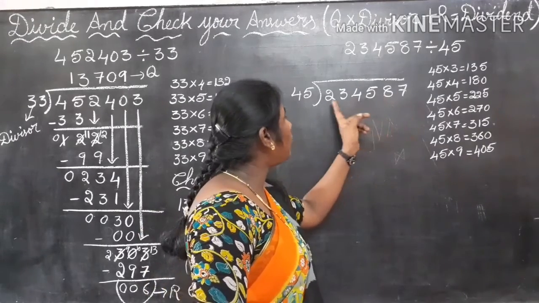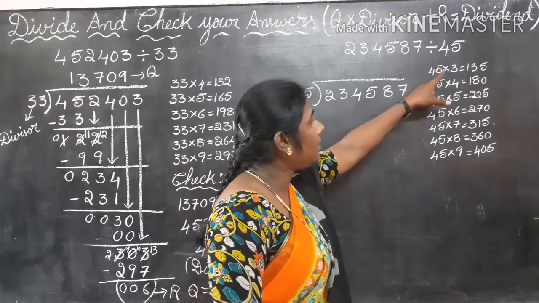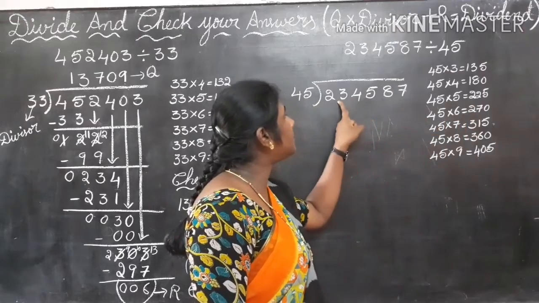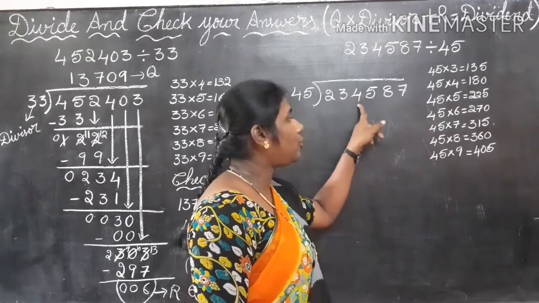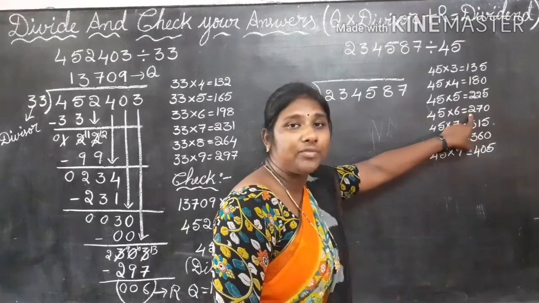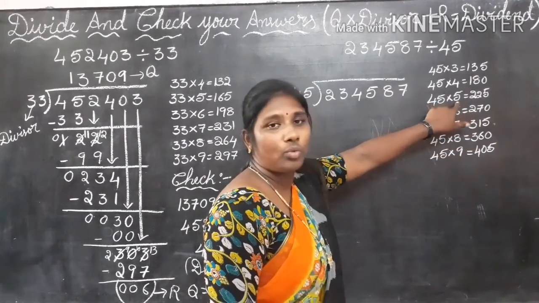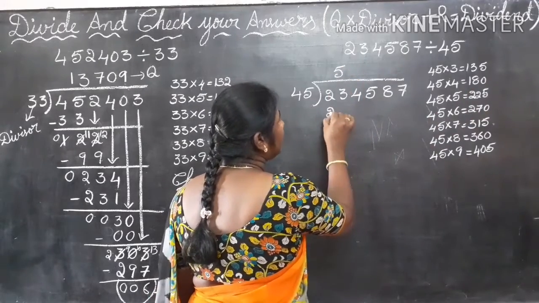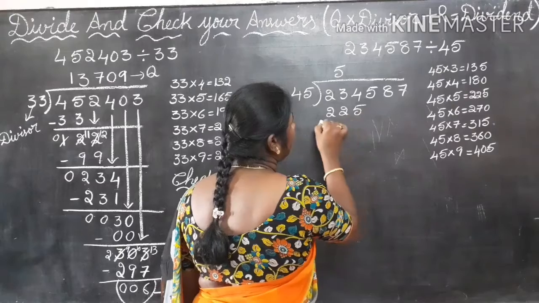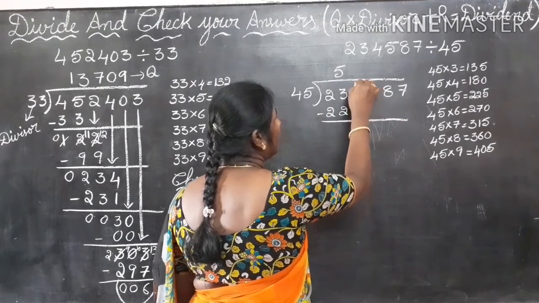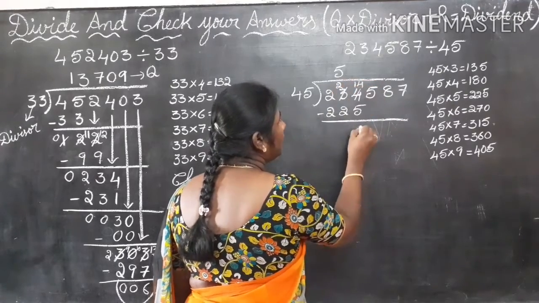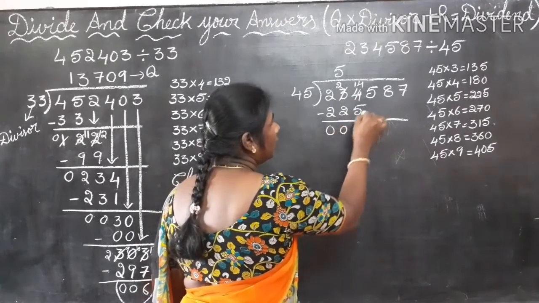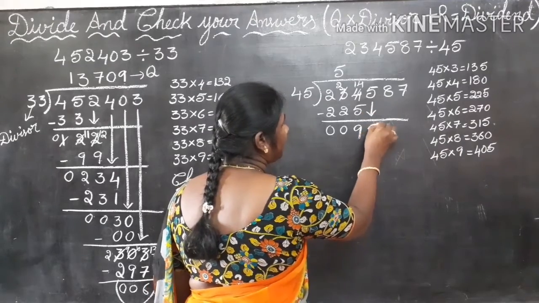In this table, more than 234, where will it be? 45 sixes are 270, which is more than 234. So we can't take 45 sixes. We have to take the one before. 45 fives are 225. Here it is 14, here it is 2. 14 minus 5, 9. 2 minus 2, 0. Next we have to take 95.